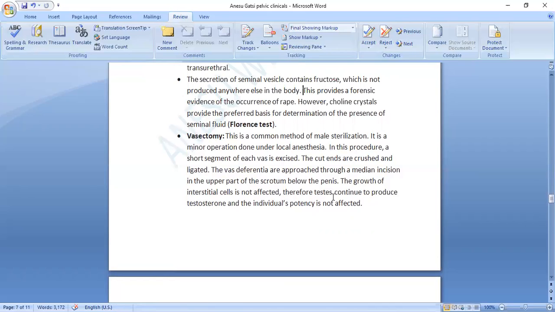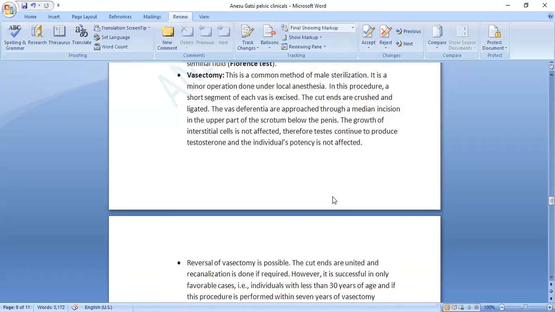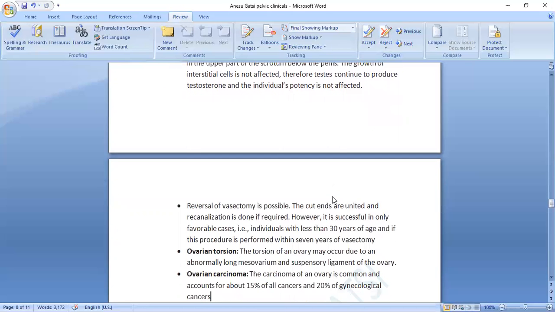So further on, we then talk about vasectomy. It's the most common method that is used for male sterilization. It's a minor operation done under local anesthesia where you just tie a short segment of each vas. In this procedure, they approach through a median incision in the upper part of the scrotum. So it's reversible in some cases, more preferably those who are 30 years or below.